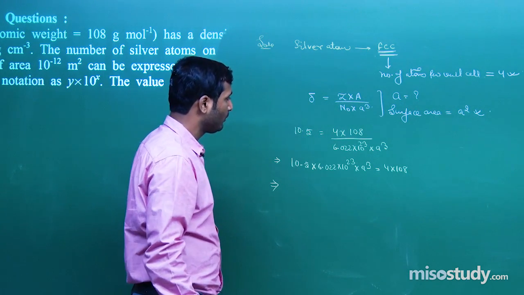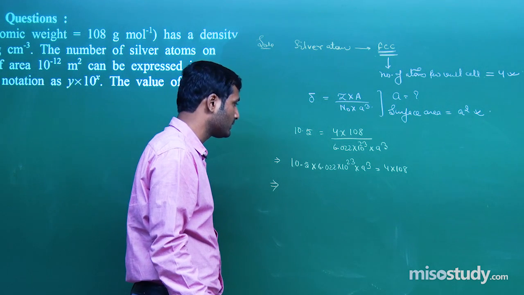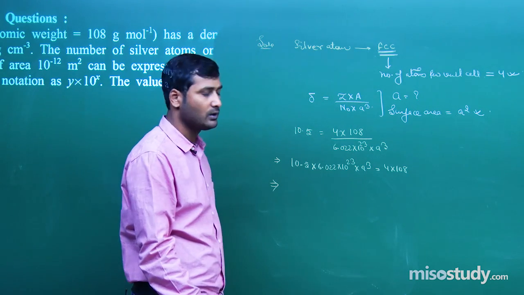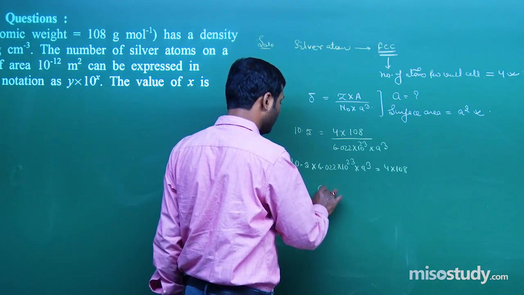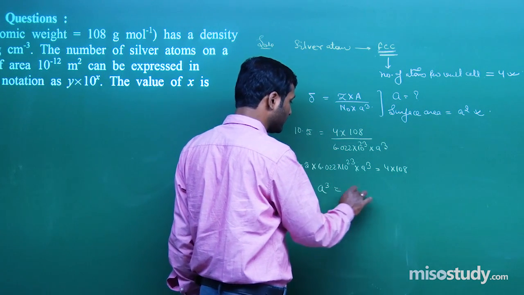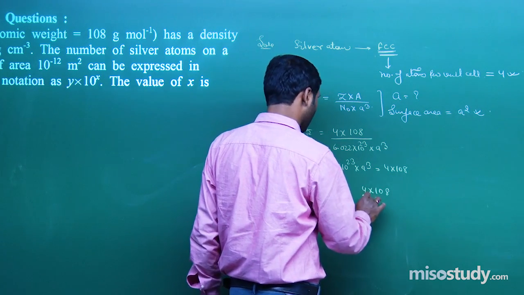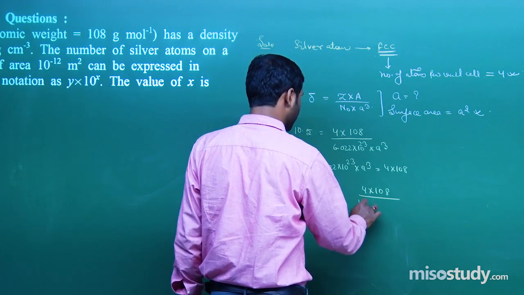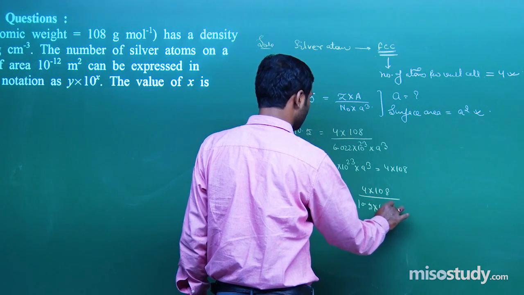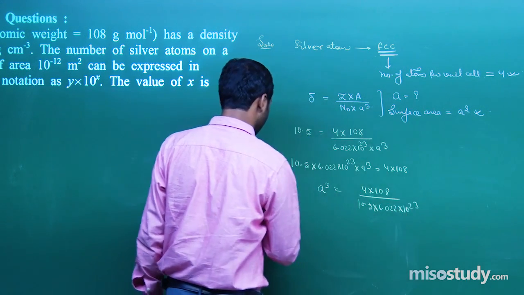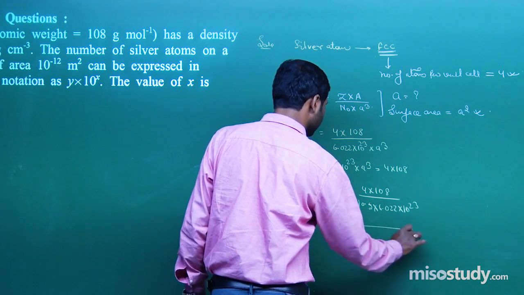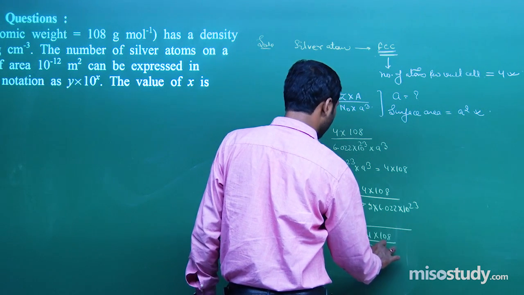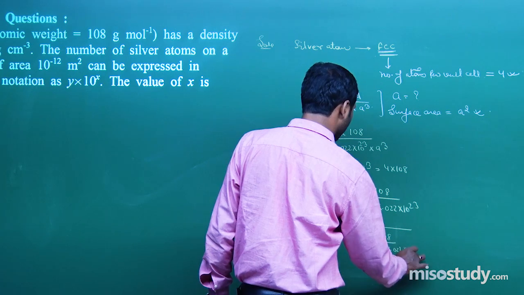Again I am repeating, 10.5 multiplied by 6.022 into 10 to the power 23 multiplied by A cube equals 4 into 108. Clear? Now how to find the value of A cube? That is equal to 4 multiplied by 108 divided by 10.5 into 6.022 into 10 to the power 23. Then A is equal to the cube root of 4 into 108 upon 10.5 into 6.022 into 10 to the power 23.